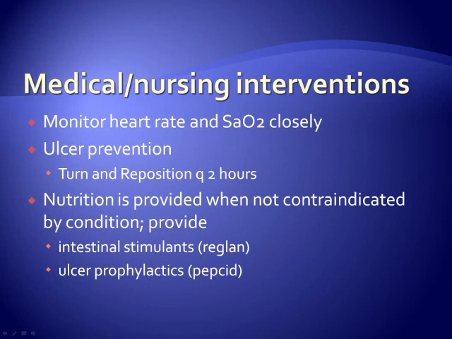Intestinal stimulants like Reglan may be necessary. Remember, we're giving this patient medications like fentanyl and Ativan and Versed. We're slowing down the GI tract, so we may have to give something to speed it back up a little bit so that we can feed the patient. Also, prophylaxis such as Pepcid or proton pump inhibitors such as omeprazole and some of those other drugs are going to be helpful as well.